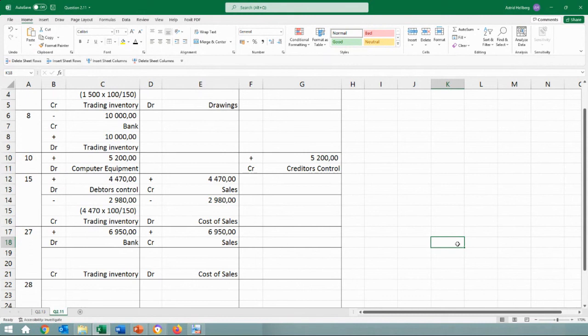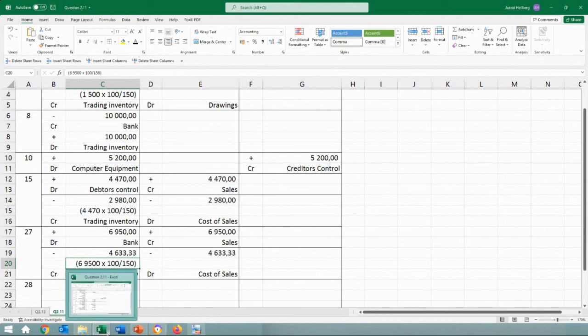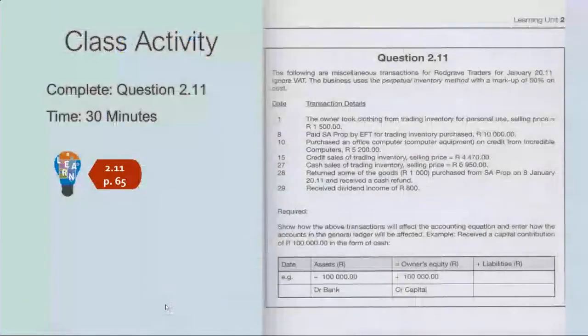Okay, let's repeat this again. So similar to the previous one, I'm taking the original sales value. That represents the 150. So I'm going to divide it by the 150 and multiply it by 100 to give me the actual cost of sale. Okay, and that is what I'm going to deduct from trading inventory and deduct from owner's equity. Make sure that you guys know how to do this calculation. They will ask it, and it normally is quite a number of marks, so you don't want to lose those marks. Okay, let's quickly look at the last two transactions.